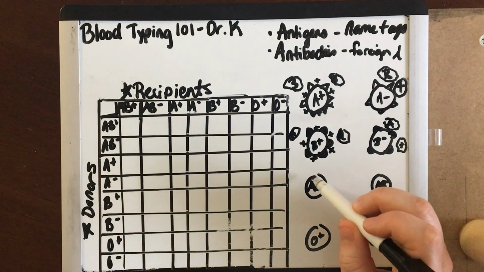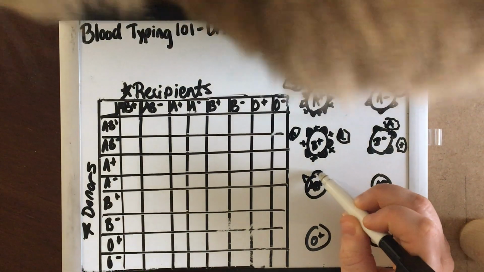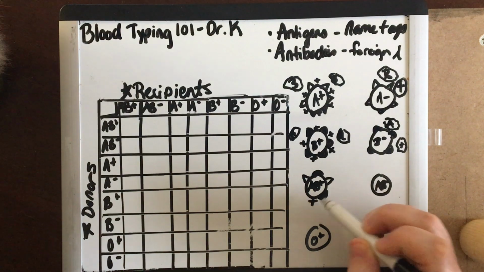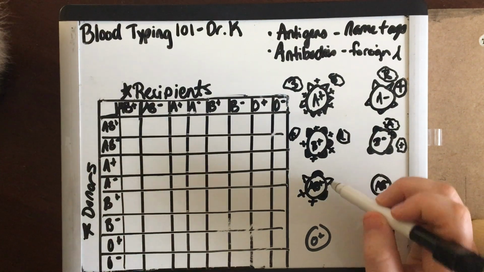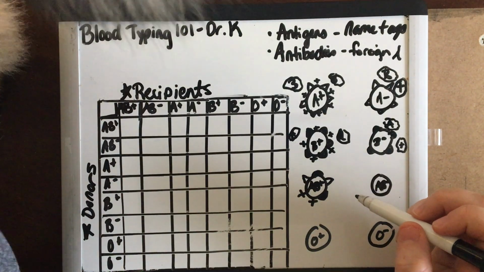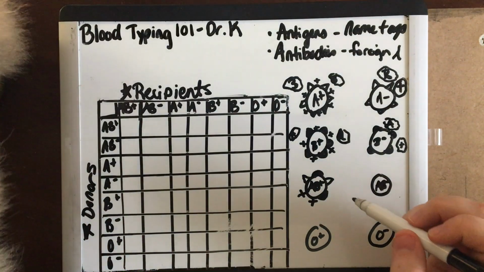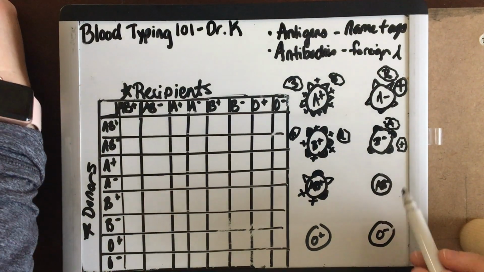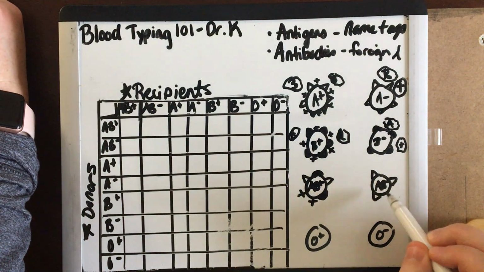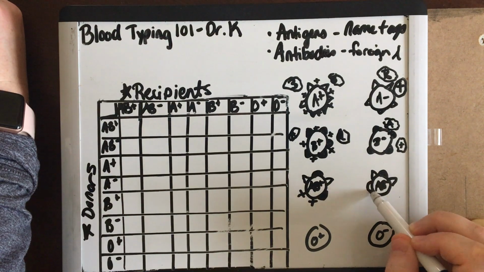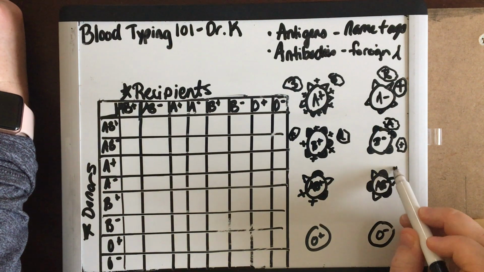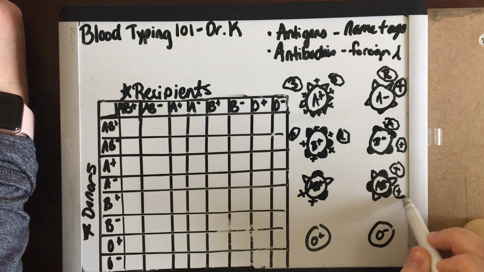Okay, moving on, AB, they have the A and the B, but they also have the positive. So they've got all 3, which means what do they not have? Well, turns out they don't not have anything, right? So they don't have any antibodies floating around, okay? Versus AB negative has the A, okay? And they've got the B, but they don't have the positive RH, right? So they'll have that floating around, circulating in the bloodstream.